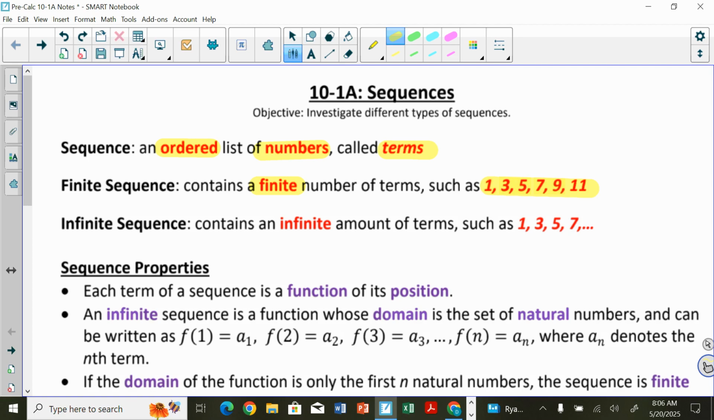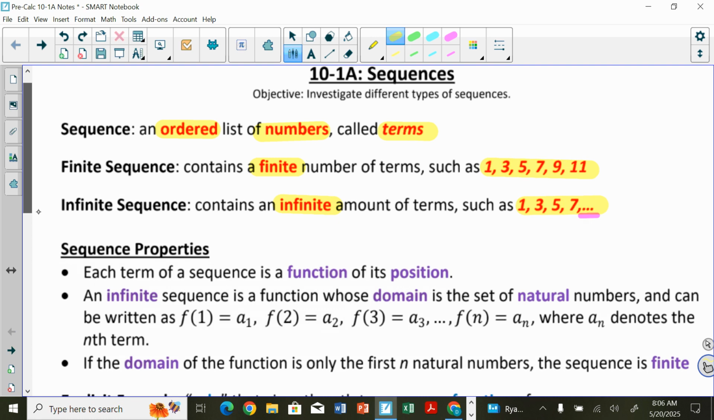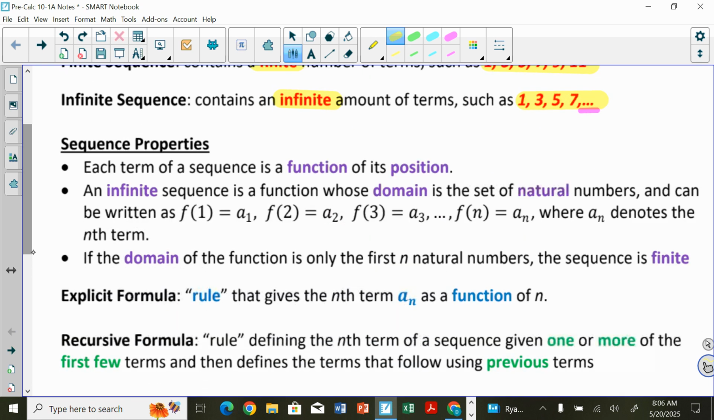An infinite sequence has an infinite amount of terms. So in this case, like 1, 3, 5, 7, these dots represent that this thing goes on and on forever towards infinity. All right. Continuing on, some sequence properties. Each term of a sequence is a function of its position. Okay, just some things to think about here. Once we get working, you'll understand it a little better. There's a lot of wording here, and it might be easier just seeing examples.